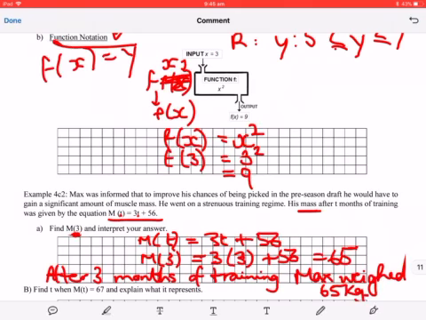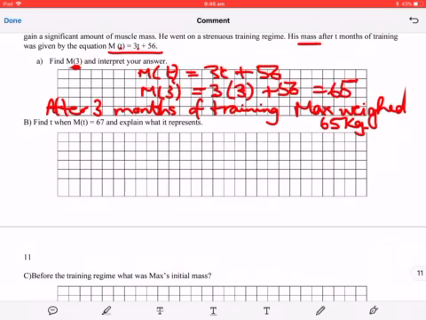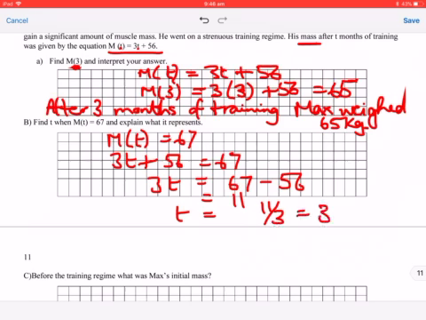Cool. Let's keep going. Find T when M of T equals 67 and explain what it represents. So we're saying M of T equals 67. That means that 3T plus 56 actually is equal to 67. So 3T must equal 67 take 56. Oh, that's a horrible 56. Take 56, so that equals 11. So T must equal 11 on 3, which is 3 and 2/3.